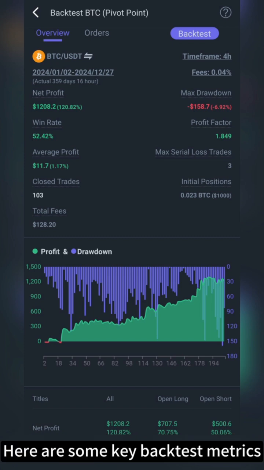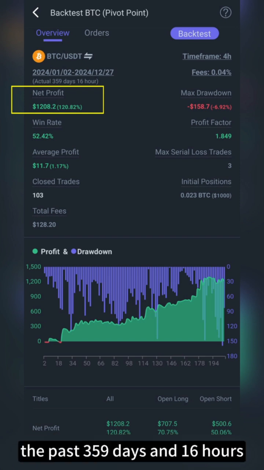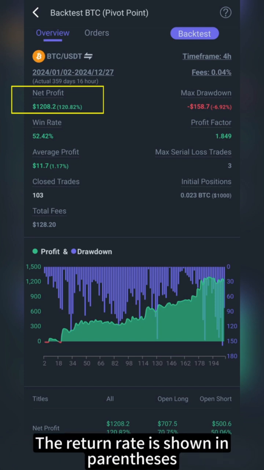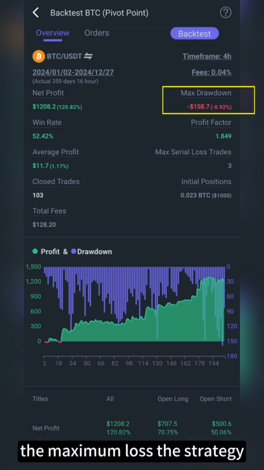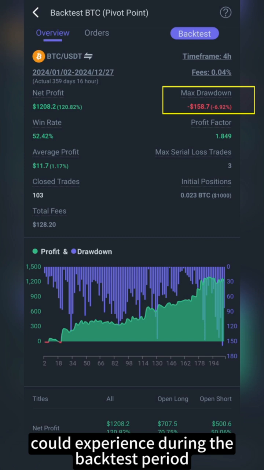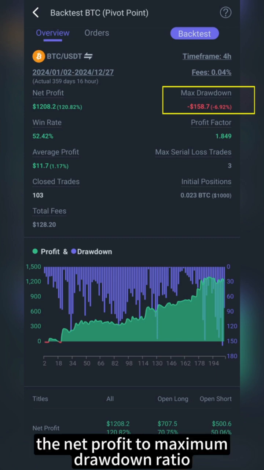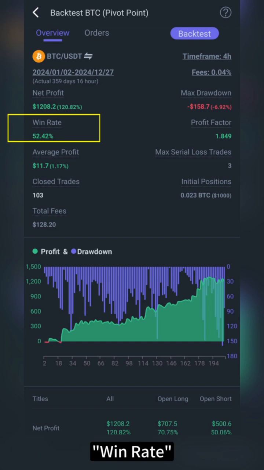Here are some key backtest metrics. Net profit, the actual return over the backtest period, for example, the past 359 days and 16 hours, minus trading fees. The return rate is shown in parentheses. Max drawdown, the maximum loss the strategy could experience during the backtest period, including realized losses and floating losses. Generally, the net profit to maximum drawdown ratio should be at least 3-to-1. Win rate, the ratio of profitable closed orders to total closed orders, typically over 40%.